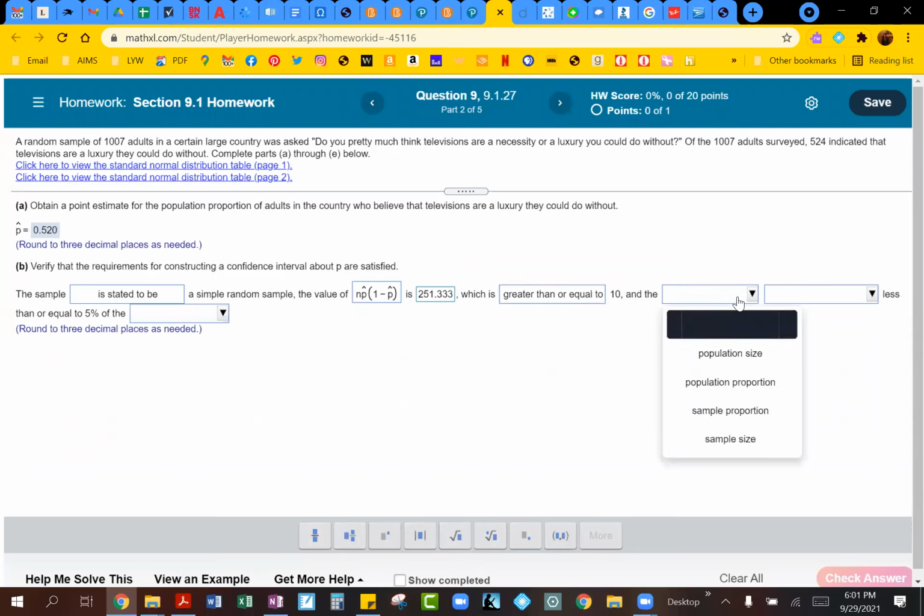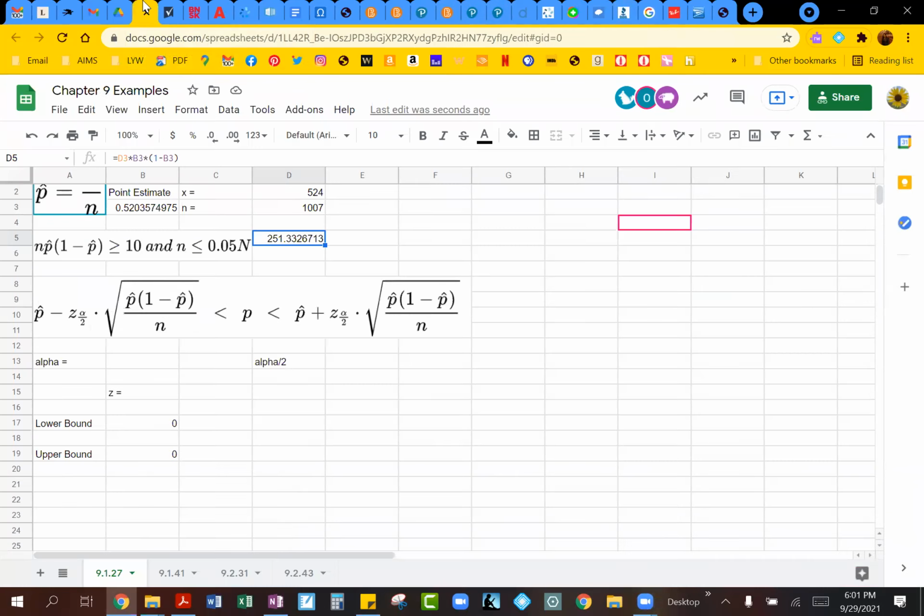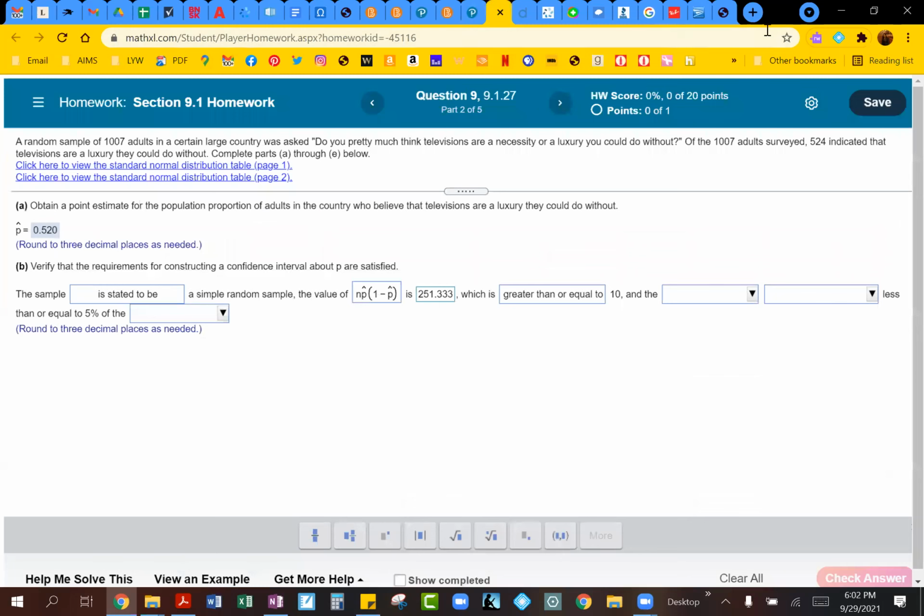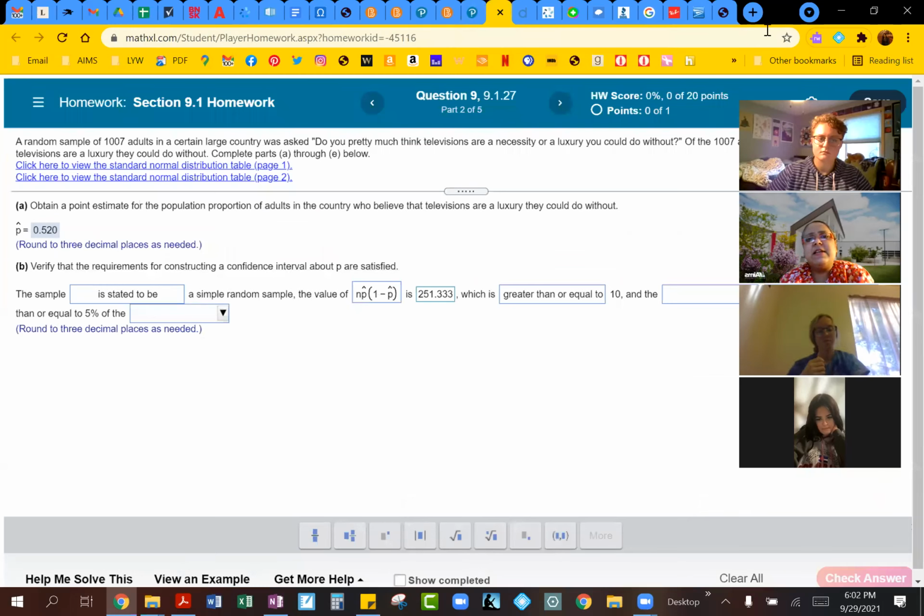And then over here, this is where we want to make sure that our sample size should be less than or equal to 5% of our population size. So that's the second inequality over here that they want us to verify. There's actually no calculation over here, guys, because they're not really telling us what the population of this large country is. So since they're giving you the idea that this is a large country, we make the assumption that there's definitely more than 1,007 people in this country.